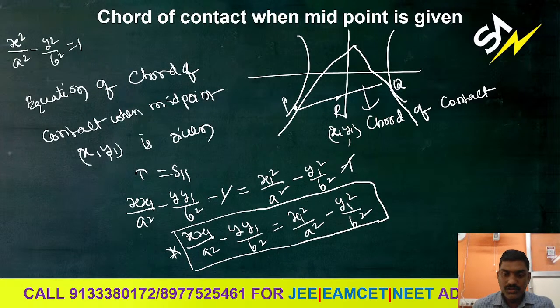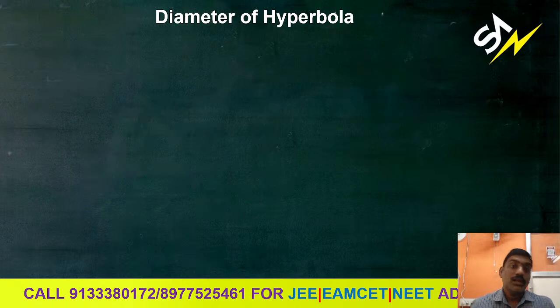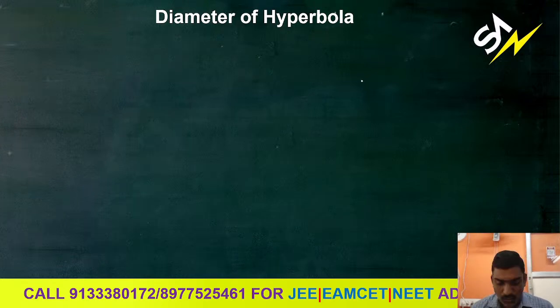Okay, I think that these are today's topics. Next one is the diameter of the hyperbola. Diameter of the hyperbola, diameter of the parabola, diameter of the ellipse: for all the conics, the definition is the same. What is the definition? It is the locus of the midpoints of a series of parallel chords. Now let us see diagrammatically how it will be.